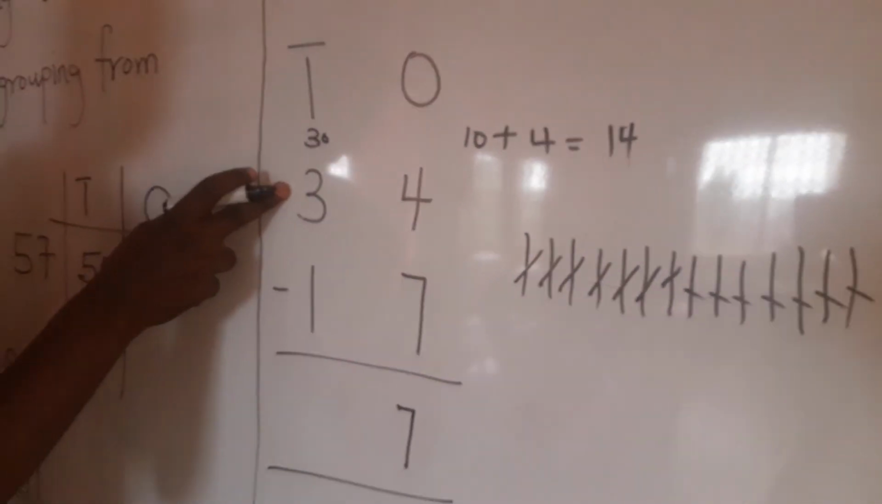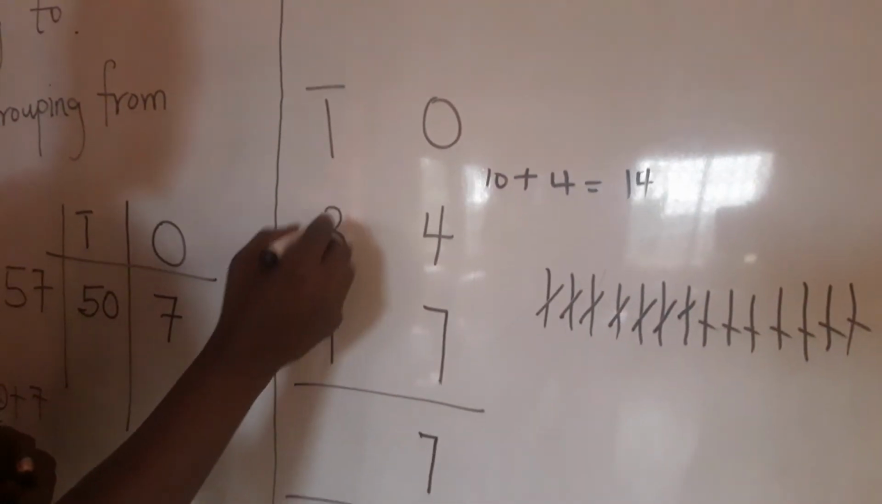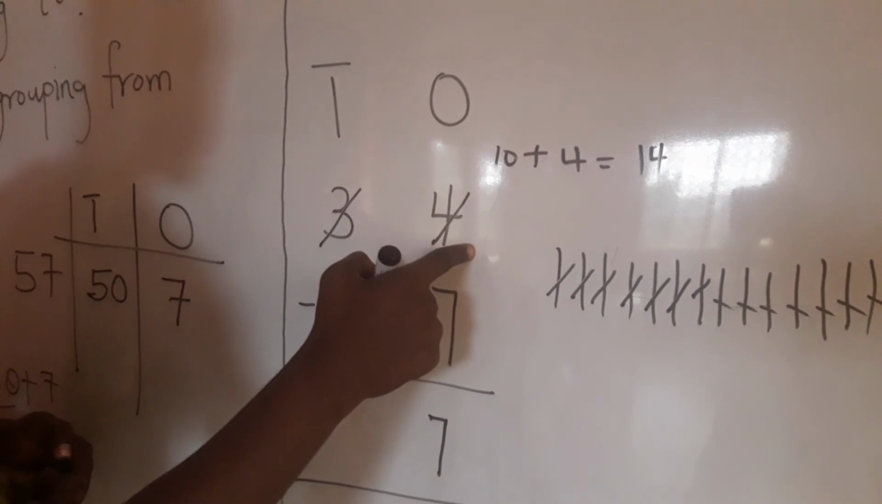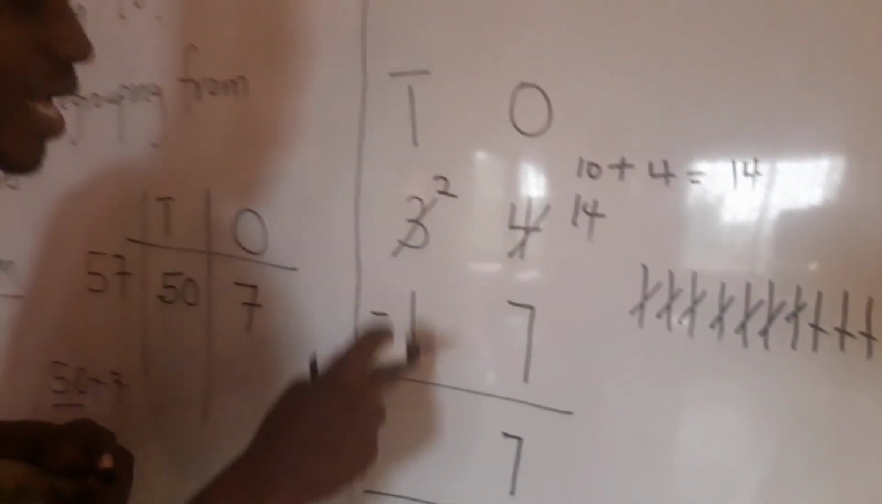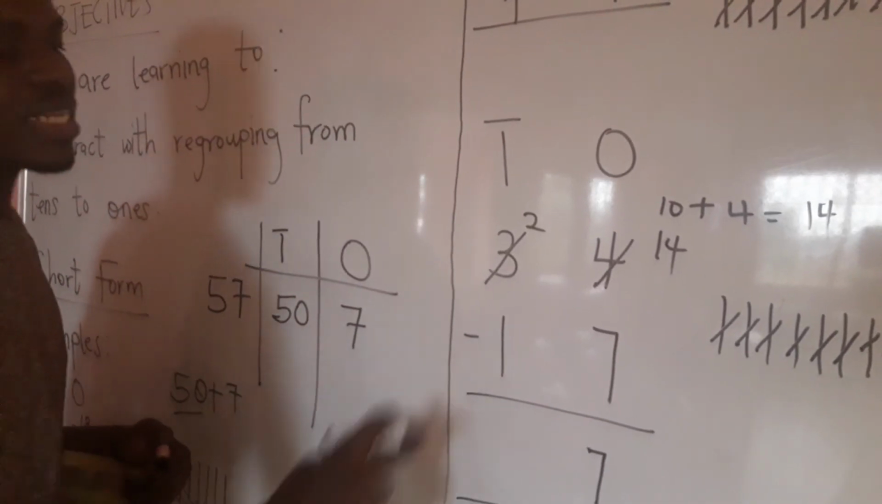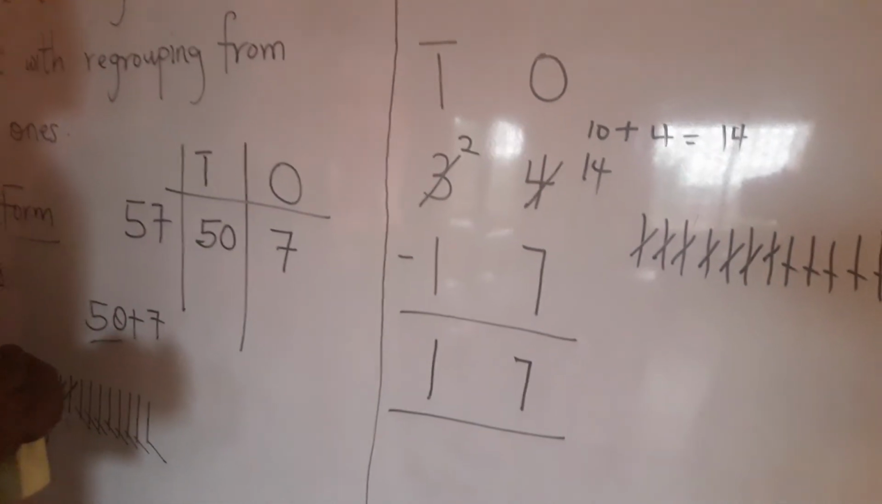Okay. Now we are left with what? 20. Because we borrowed 1 here, we are left with what? 20. So this is no more. This is no more. This is now 14. And here we have 2. 2 minus 1. Okay. 2 minus 1 is equal to what? 1. Okay.